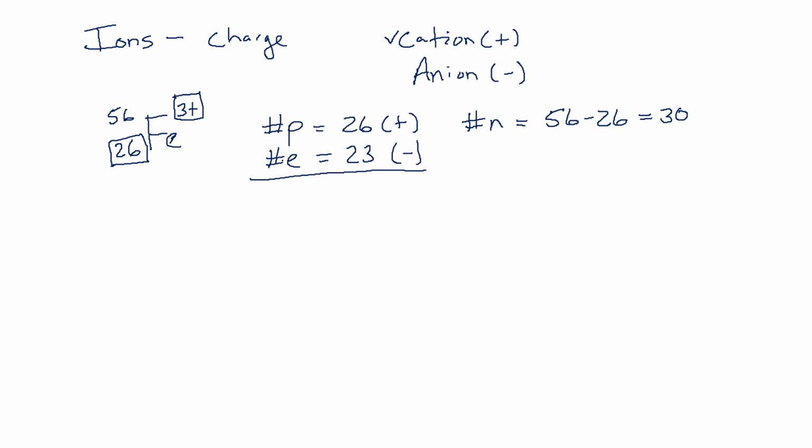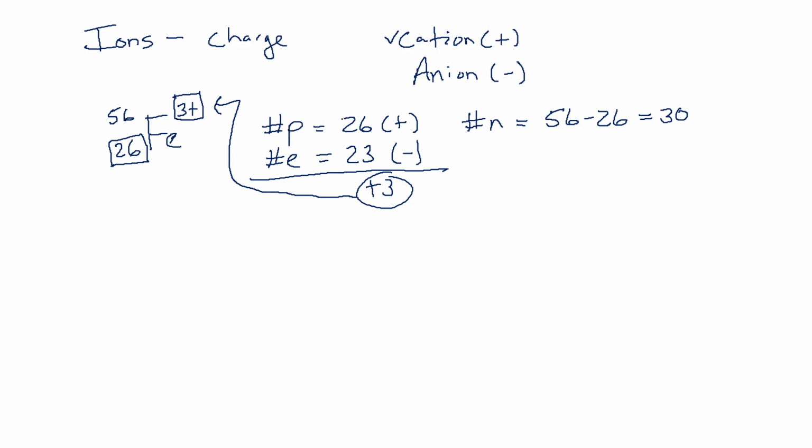Why does it have 23 electrons? Well, let's just do the math. If I take 26 positive things and add 23 negative things to it, I'm left with a +3 left over. And again, that is where the charge comes from. So it's actually the number of electrons that change when somebody gains a charge.